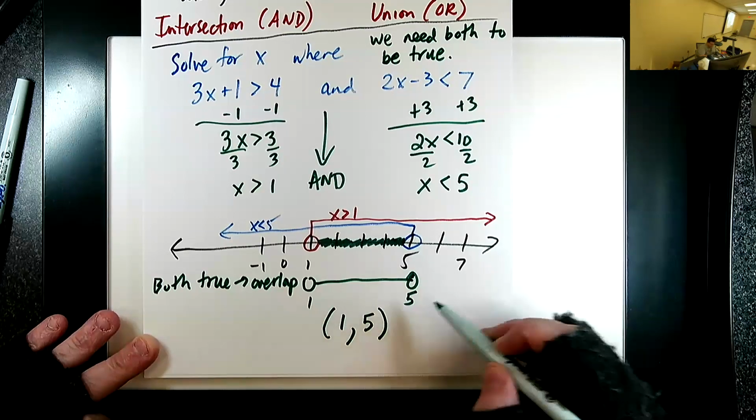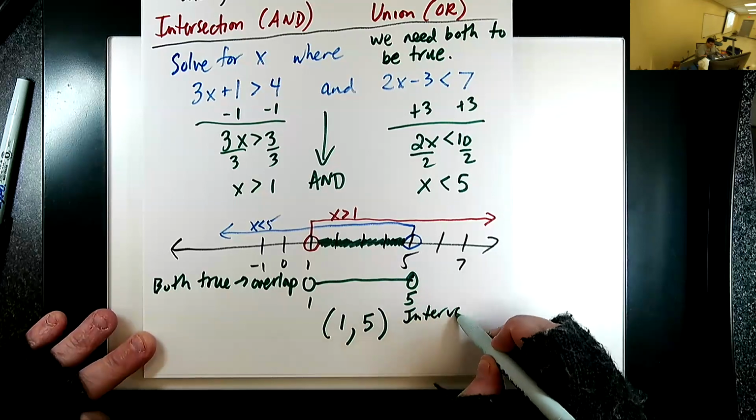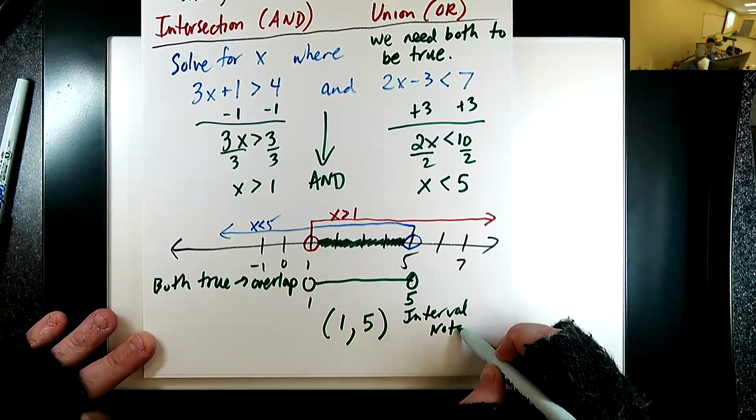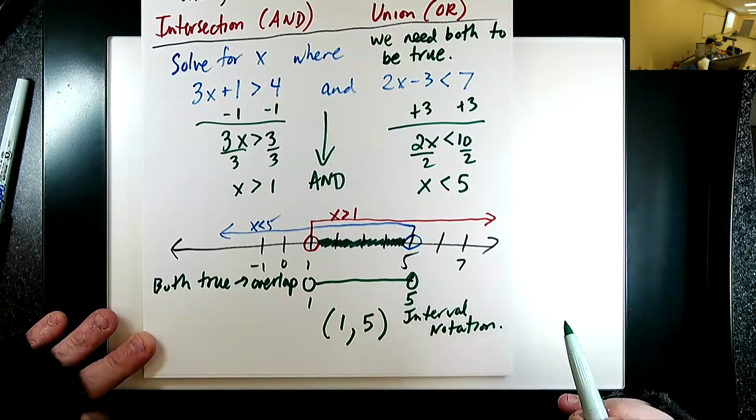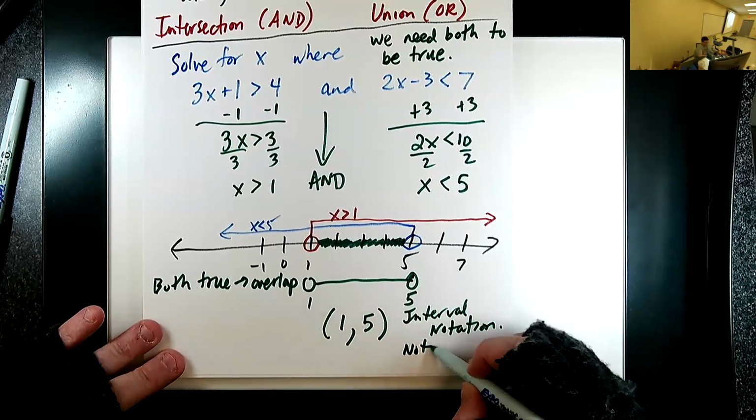So our interval notation looks like this. That's interval notation. Unfortunately, it looks like a coordinate, right? This looks like a coordinate for that chapter 4 stuff. So not a coordinate.